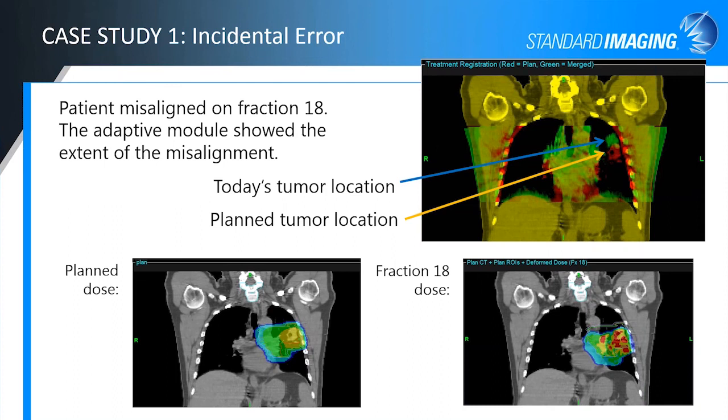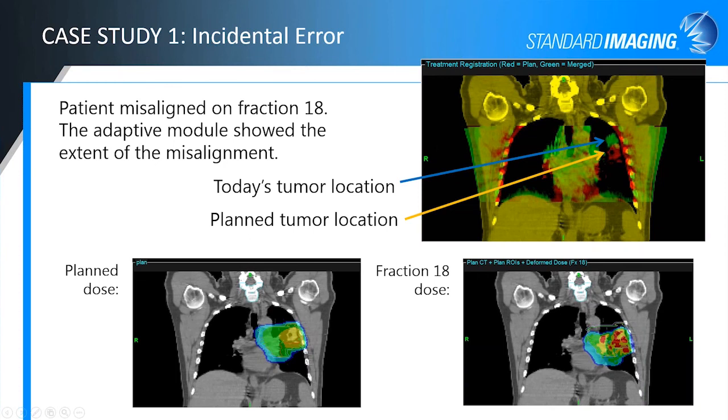We're treating a left lung tumor. And like I mentioned in the software demonstration, the green area indicates the daily setup, and the red indicates the planned setup. So you see pretty clearly there's a misalignment on this fraction. This is actually fraction 18, just for information purposes. But you can see there's a misalignment in this fraction.